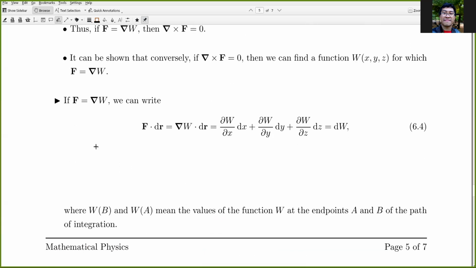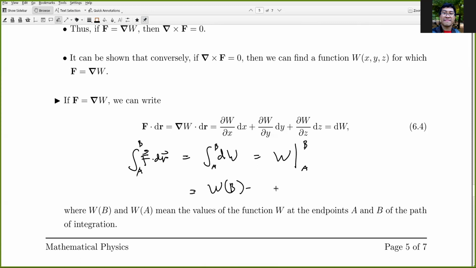If f equals del w, we can write f dot dr like this. We have this dw. So if you integrate f dot dr, that would be the integral of dw, which is just w. So if we integrate from a to b, we evaluate this from a to b, or simply w at point b minus w at point a.